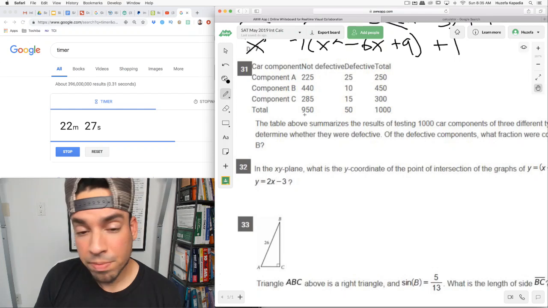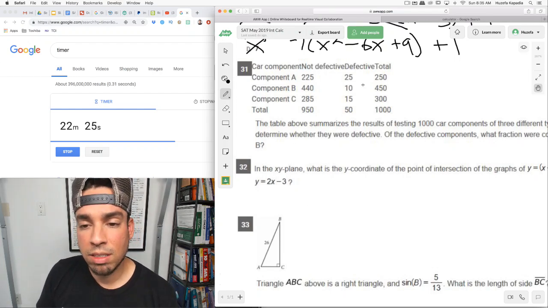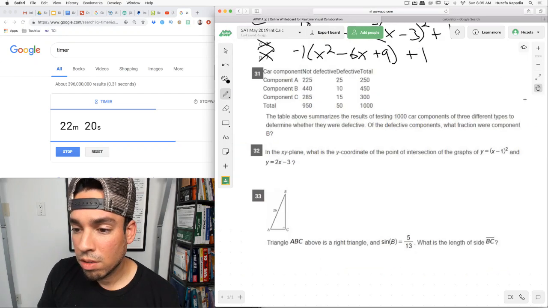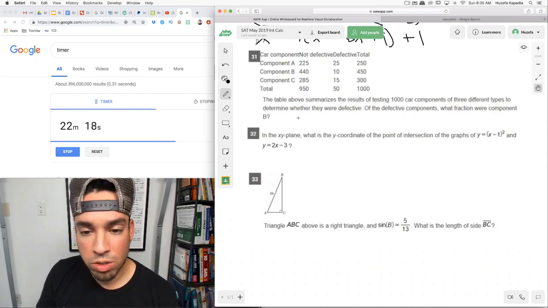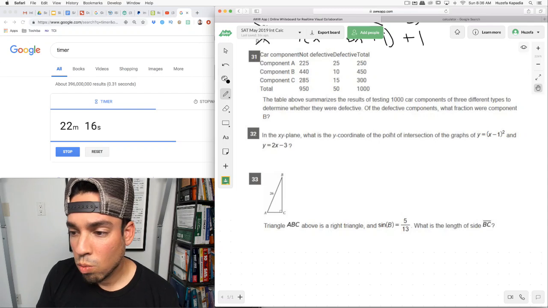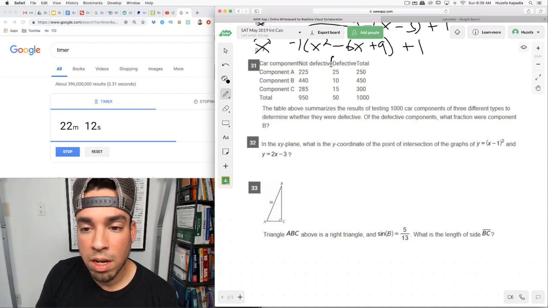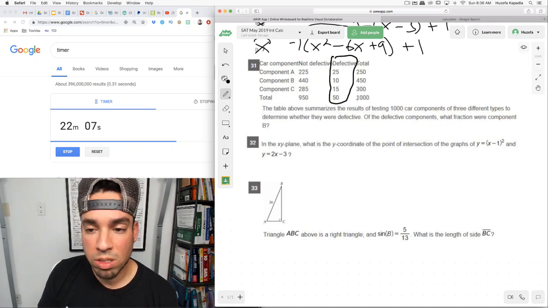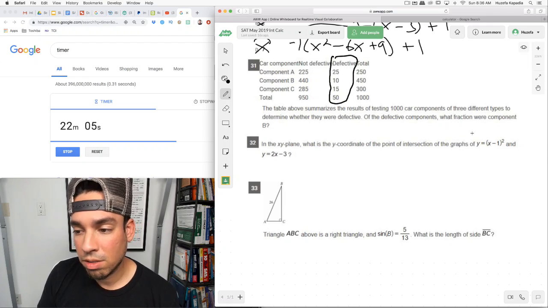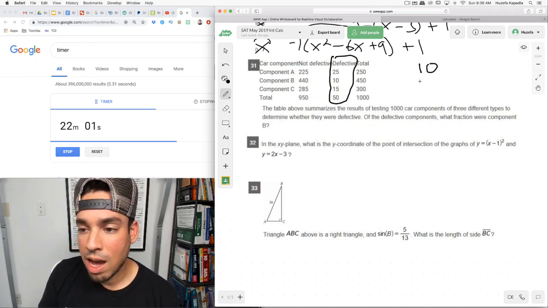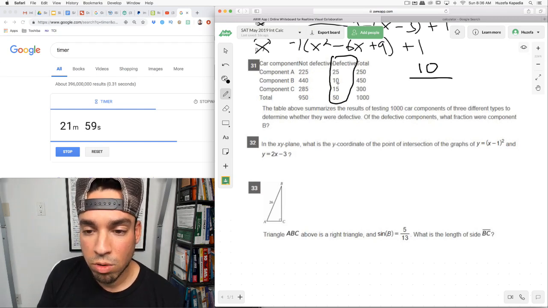Those are usually hard. Car component not defective, defective, whatever. All right, the table above summarizes the results of testing 1,000 car components to determine which were defective. What of the defective components? Already, they're limiting our pool to only these guys. So don't look at the other numbers, they're irrelevant. Of the defective components, what fraction were component B? So B is 10 out of the total of only defective, so 25, 35, 40, 50, 100.